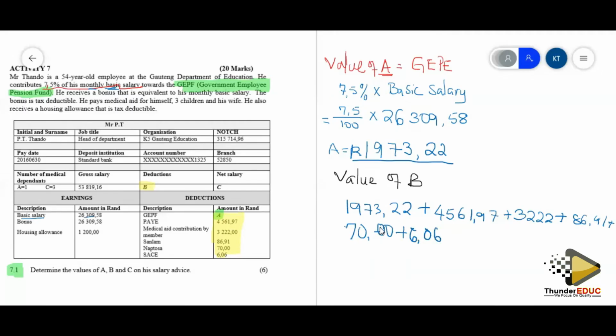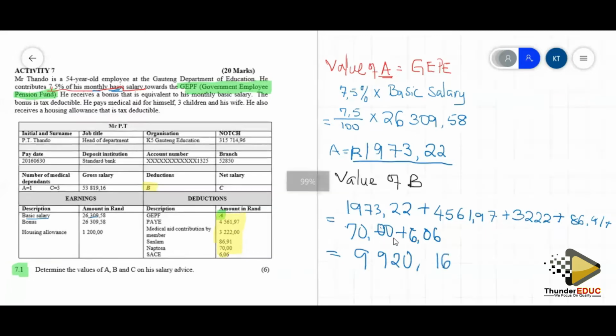When you add all these values here, we shall end up having a certain amount of money. Let me add it and find out: 4 plus 322 plus 86.91. So we end up having the value of B as 9,920 rands 16 cents together.